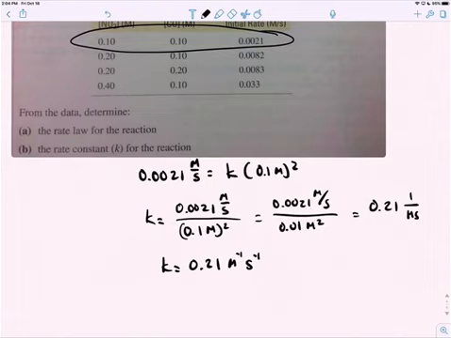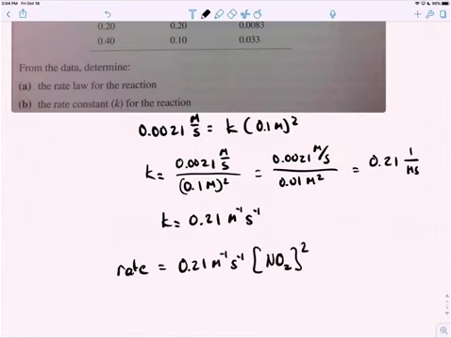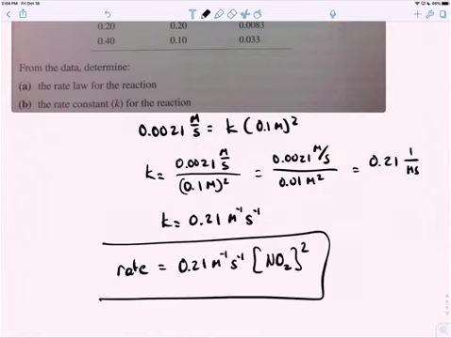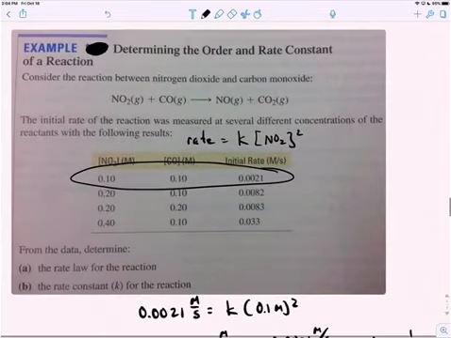Okay, so this means that the whole rate law then, if we want to write everything out, the rate law is equal to 0.21 molar minus 1 second minus 1 times the concentration of NO2 squared. So here is our big ending like that. Okay, so recap with this one.